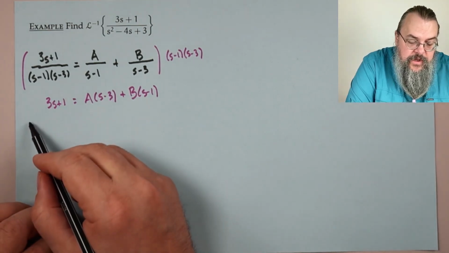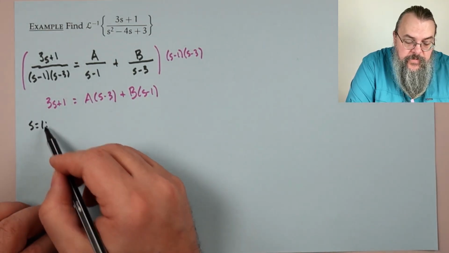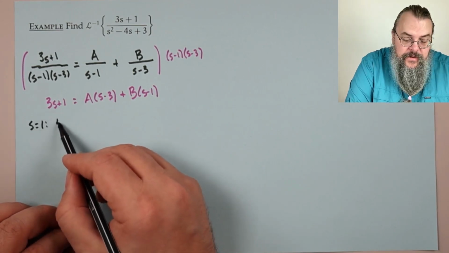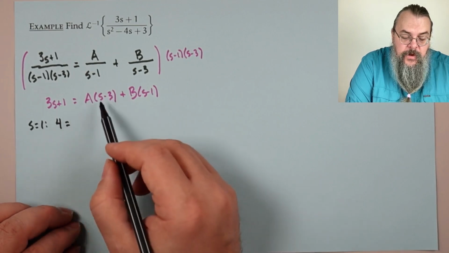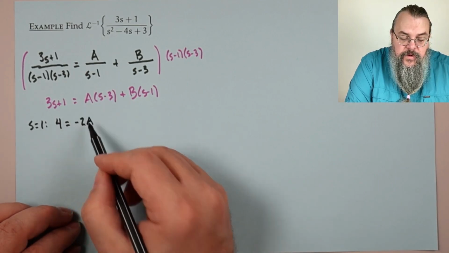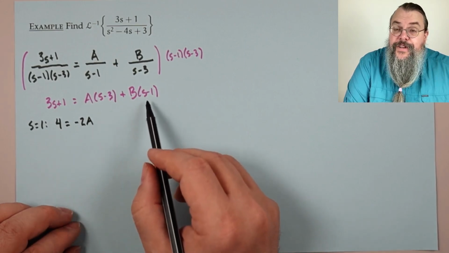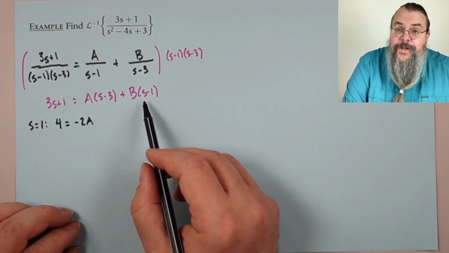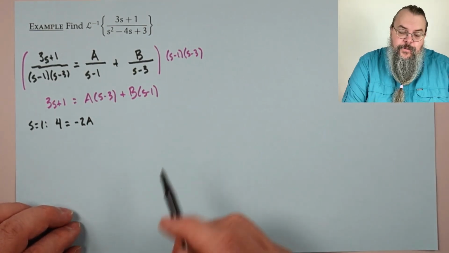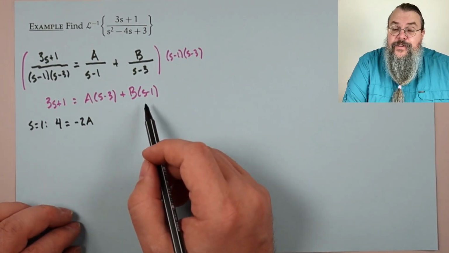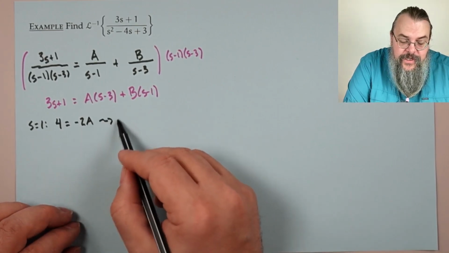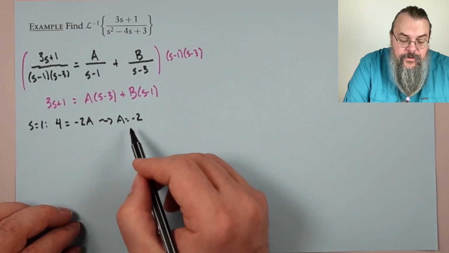Well, let's plug in 1. 3 times 1 plus 1 is 4. 1 minus 3 is negative 2. And 1 minus 1 is 0, right? We didn't just choose 1 because 1 is a very pretty number. We chose 1 because it made zeros. And 0 is a friend. So our conclusion, A is negative 2.